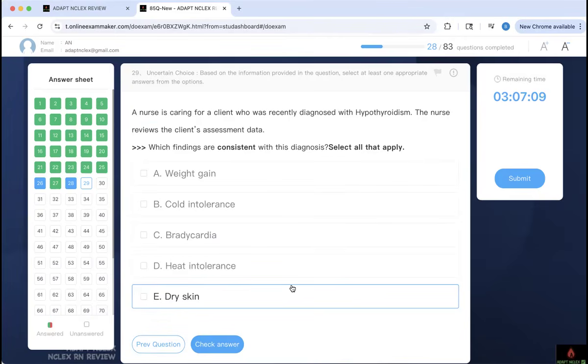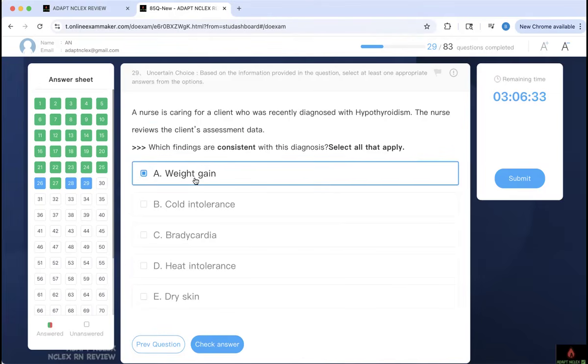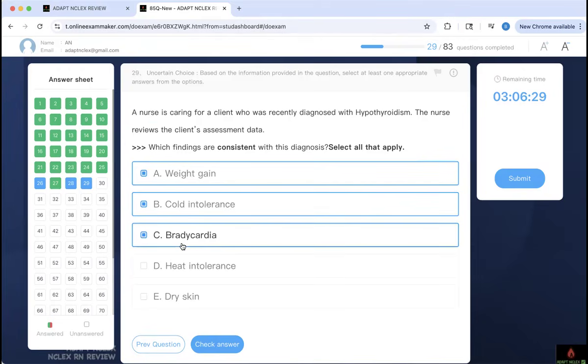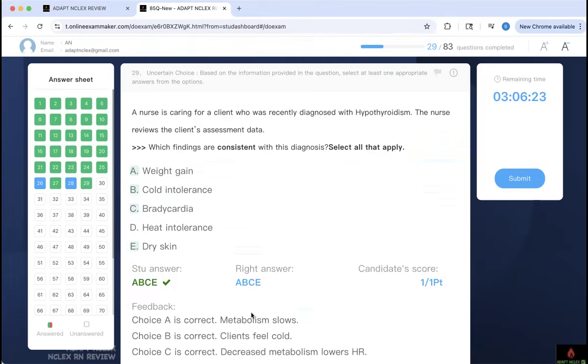But I can tell you the way to know the signs and symptoms of hypothyroidism is to think about it. Everything is going to go what? Down, except what? Except your weight. So your weight goes up, they have weight gain. But everything goes down. Cold intolerance. They have bradycardia. They don't have heat intolerance, and they have dry skin. That's what you see in this patient.